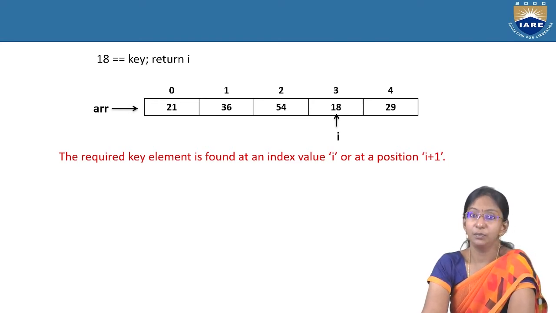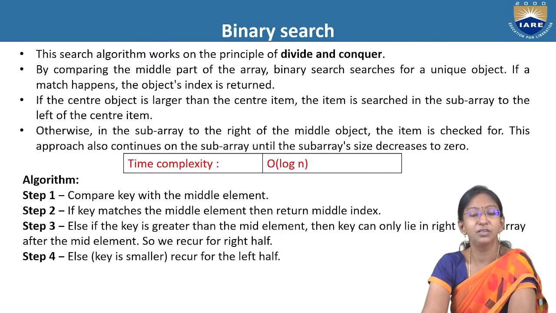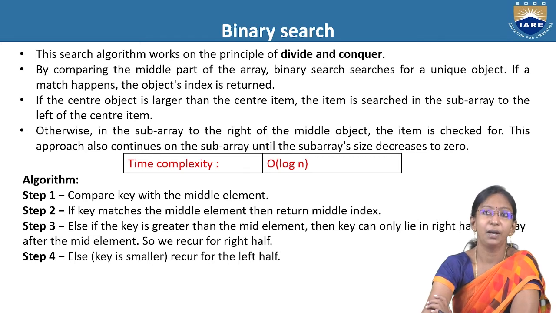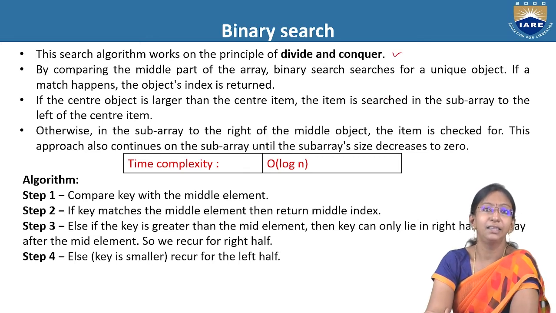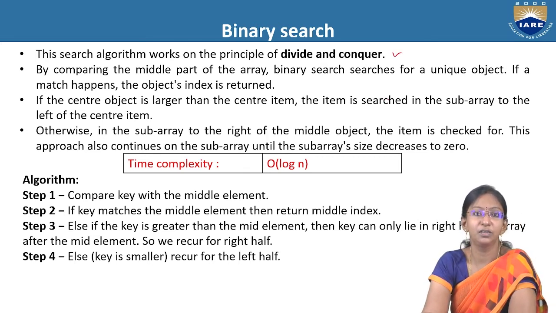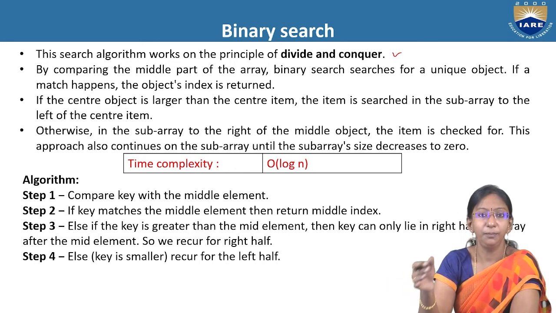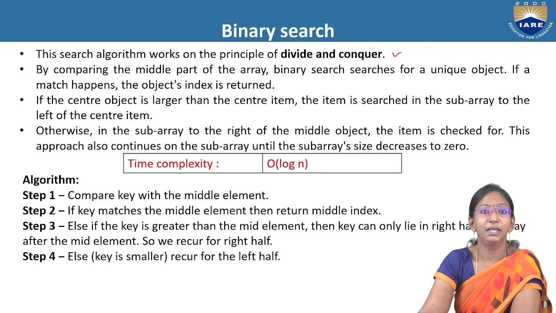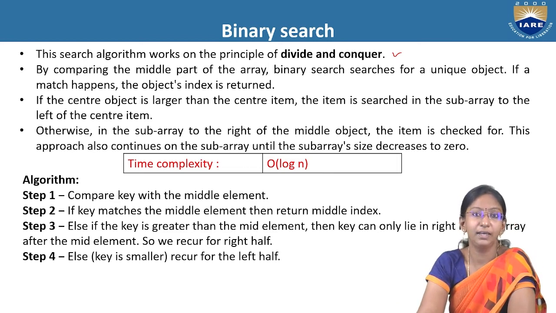The next one is binary search. Binary search is a divide and conquer based one, where I'm going to divide my list, and the prerequisite for this one is the data should be sorted in nature. Then I'll be dividing the list into two halves, and I'm going to compare my key, the element which I'm searching for, with the mid element, whether it is equal or not.